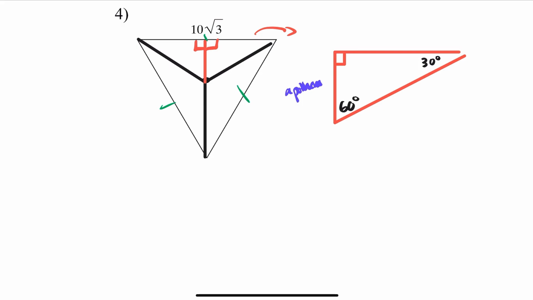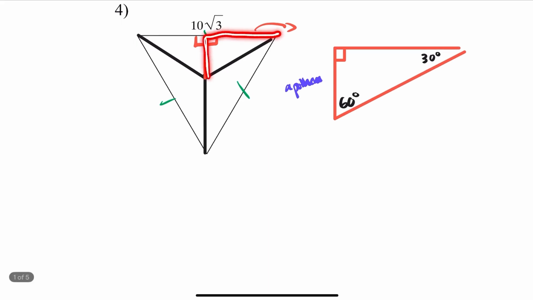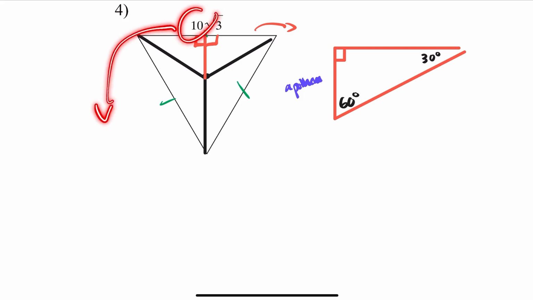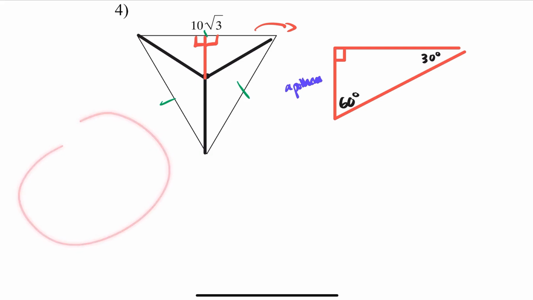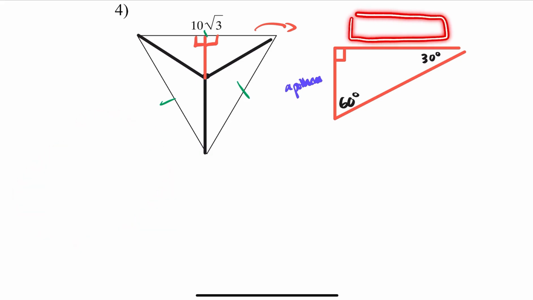And then we were given a base of 10 root 3, but because we've split into this right triangle, we need to take this entire base, or side length, and split it in half. I'm going to show that work over here, because that's going to represent the value of this leg right here.